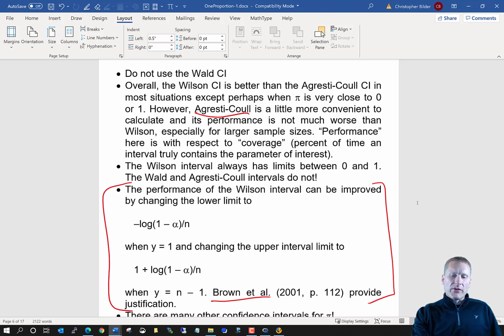One advantage that the Wilson interval definitely has over both Wald and aggressive-cool is that its limits are always between 0 and 1, no matter what. Both the Wald and aggressive-cool interval could actually have a negative lower limit. It could have an upper limit that's actually above 1. Now, on your own, think about why that would be bad to have an interval for pi that's above 1 or that it is negative. And if you're not sure, ask, please.